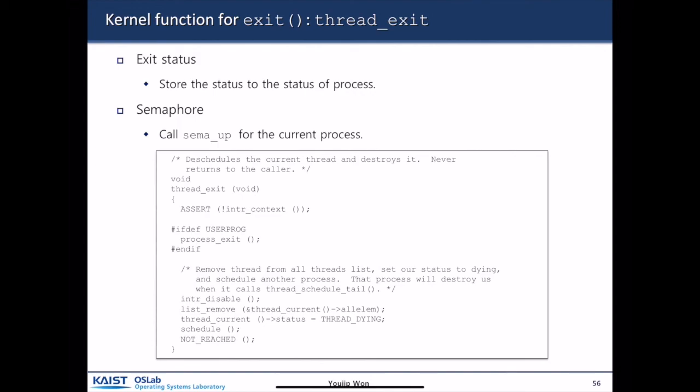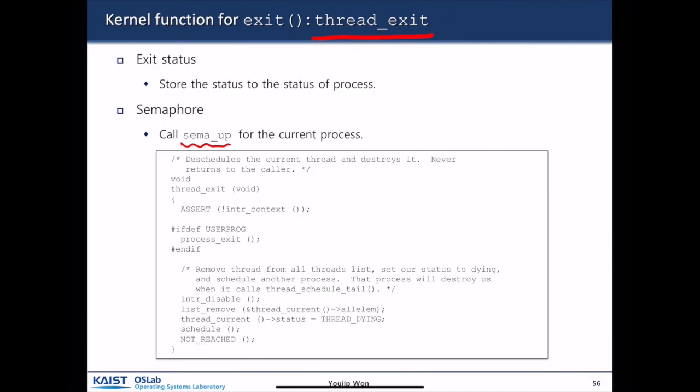So this is the kernel function for exit, which is thread exit. And here you have to store the status in the status field of the process. And then you call sema up so that a process that has been waiting for this thread to finish can proceed. So this is the body of exit.